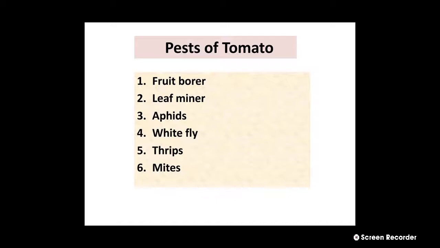Our today's topic is Pest of Tomato under the course number ENTO-243 and the course title is Pest of Horticultural Crops and Their Management. Let us see the Pest of Tomato. So these are the different major as well as minor pests of the tomato. The major ones are: first, fruit borer of tomato, leaf miner of tomato, then aphids on tomato, then whitefly, thrips, and the last one is mites on tomato. Let us see one by one.